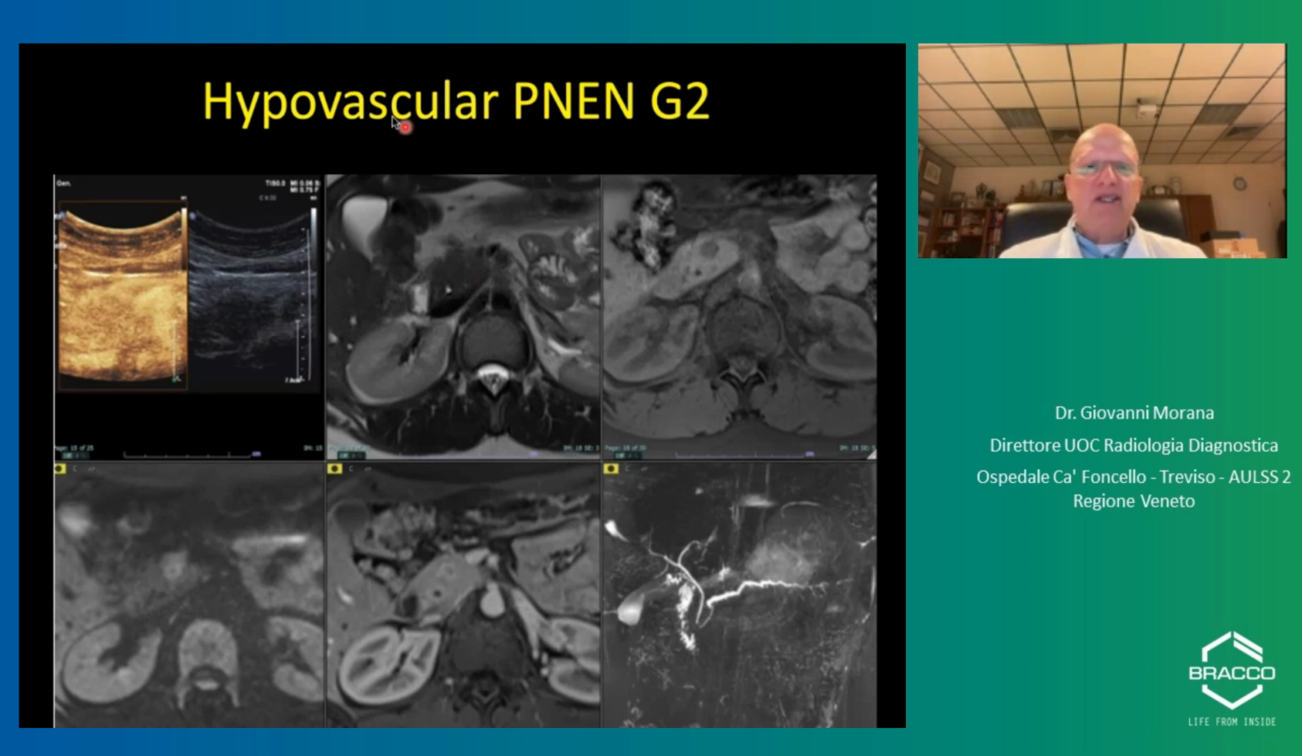Such as in this case, this was a hypovascular PNEN, not clearly seen in this patient, but we see very well on T1 fat-sat a black lesion, which shows a restricted diffusion, only a peripheral enhancement, and dilatation of the Wirsung duct upstream. Dilatation of the Wirsung duct upstream in PNENs is usually a finding of a more aggressive PNEN, and this was a G2 PNEN.